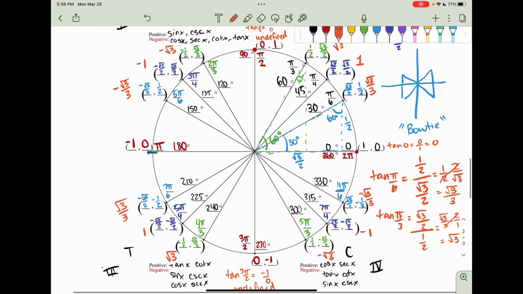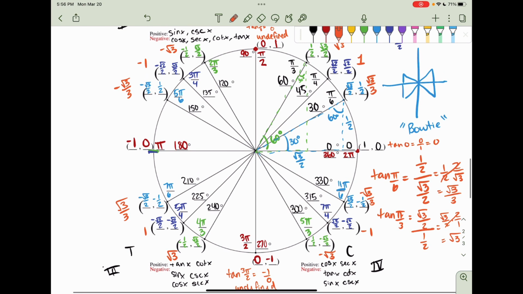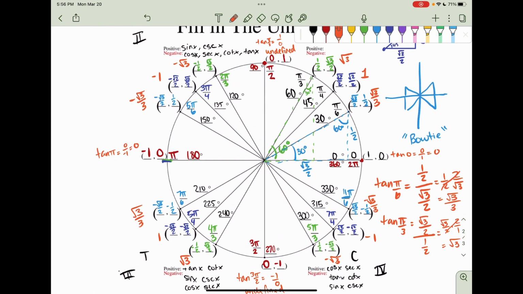But we do have a value of tangent at pi. That is tangent of pi. That's sine over cosine, or y over x. That's 0 over negative 1. That's just 0. So there you have your fully filled out unit circle.